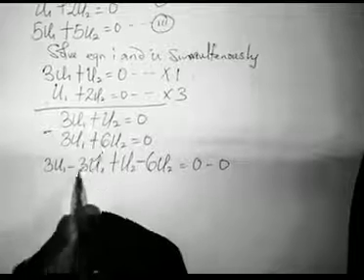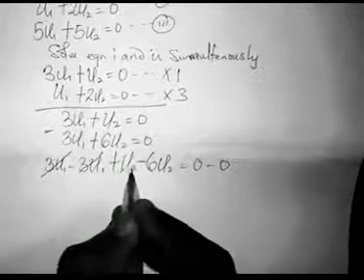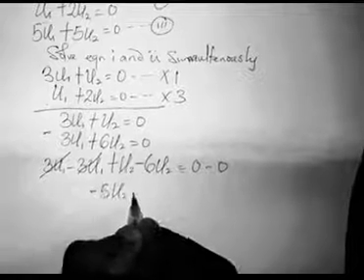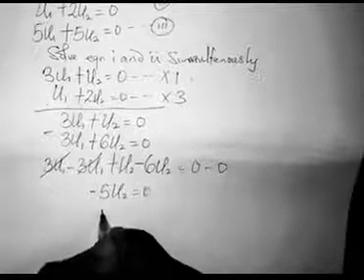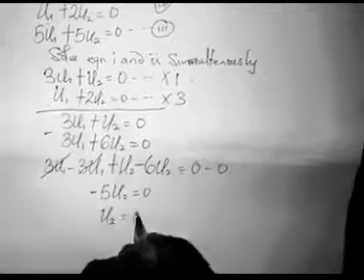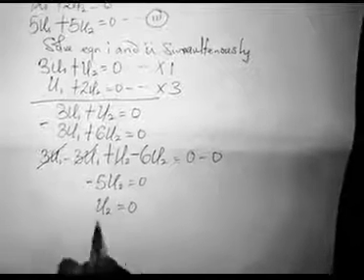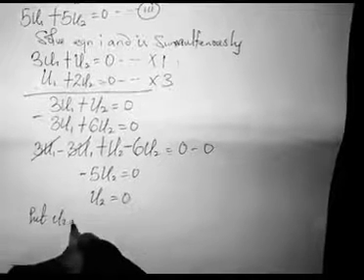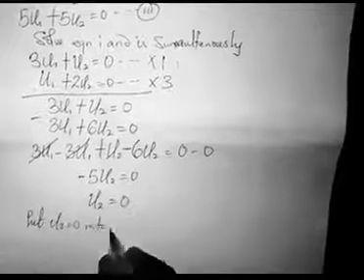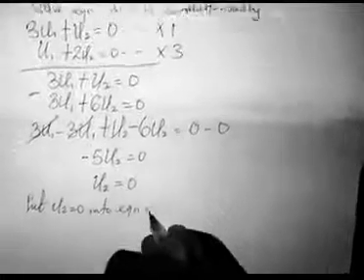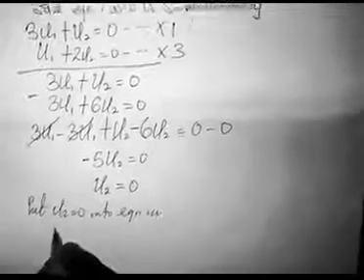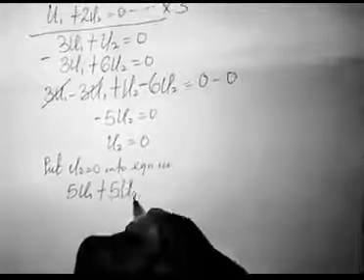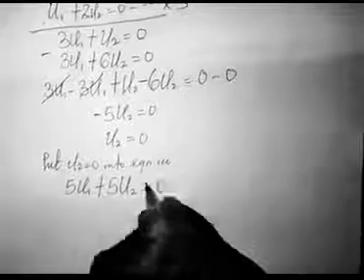So this one will cancel this. Then U2 minus 6U2 gives me minus 5U2 equals 0. So I can see that my U2 here will be equal to 0. So I need to get my U1 now. So put U2 equals 0 into any equation. Let's say equation 3. The equation 3 is 5U1 plus 5U2 equals 0. So what's your U2? 0.